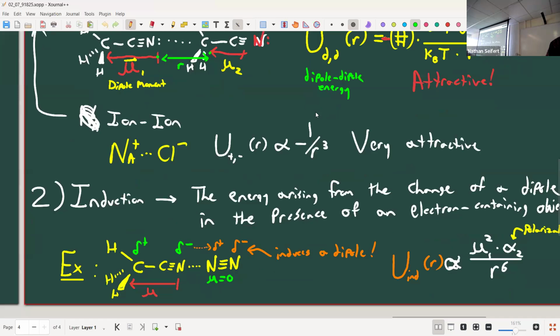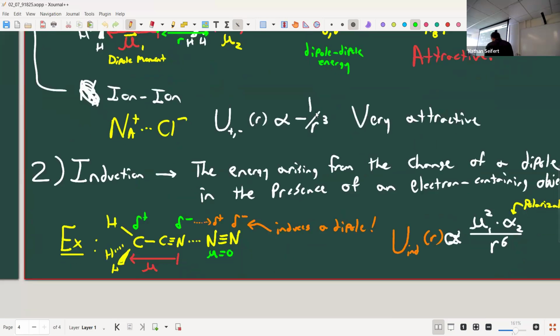Perhaps a little more subtle is the idea of induction, which is the idea that you have a charge somewhere, say a dipole or an ion, that when you bring in something else that has an electronic distribution, it induces a dipole in that other object. So an example here I've given is the interaction between nitrogen gas and acetonitrile. Nitrogen itself has no dipole moment. It's a nonpolar molecule. And we saw in the plots that nitrogen gas is repulsive, right?